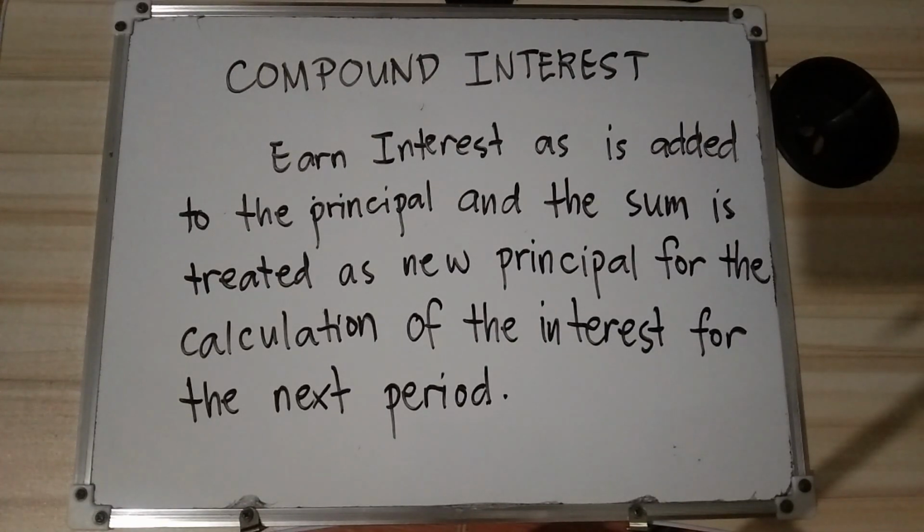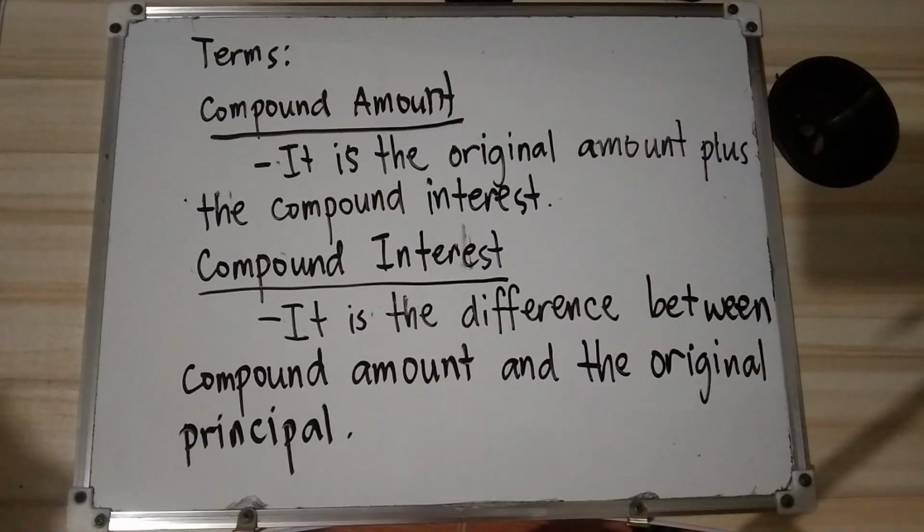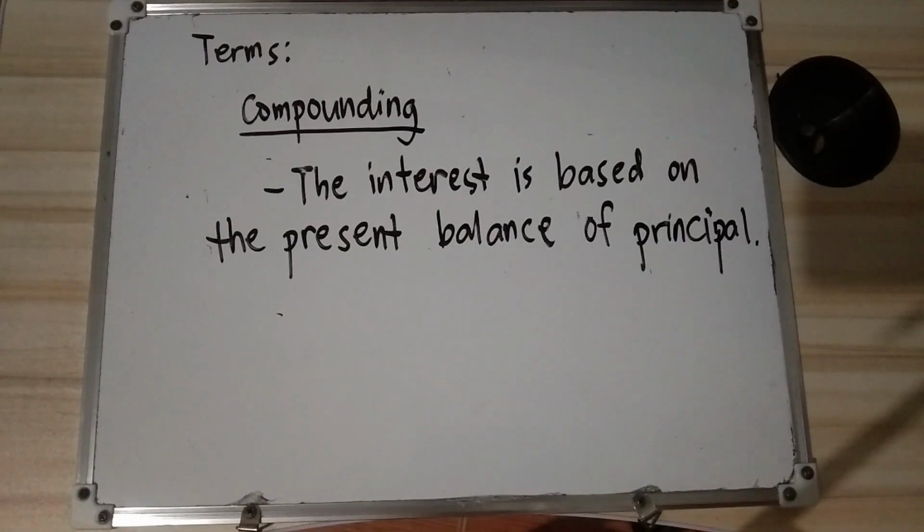Compound interest. Earned interest is added to the principal and the sum is treated as the new principal for the calculation of the interest for the next period. The terms. Compound amount: it is the original amount plus the compound interest. Compound interest: it is the difference between the compound amount and the original principal. Compounding: the interest is based on the present balance of principal.